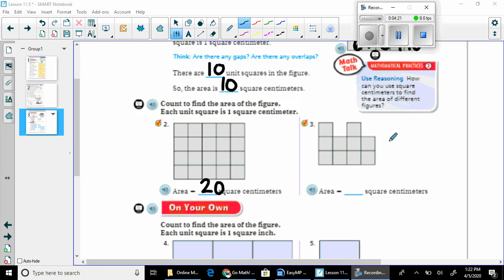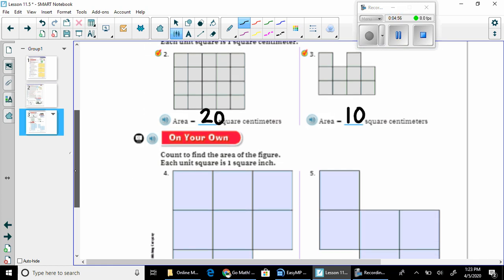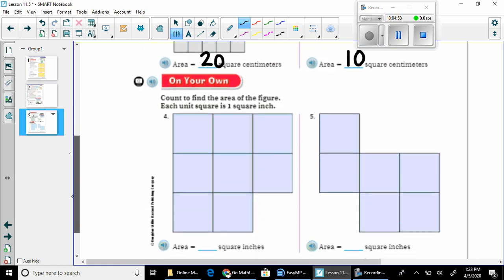All right, so same thing for number 3. Go ahead and pause the video. Count your unit squares. Again, each square is equal to 1 square centimeter. Go ahead and pause, and we will double check our answer. All right, so you should have found an answer for your area of 10 square centimeters. So if you went through and counted each unit square, you should have gotten 10. Okay? All right, so same thing for number 4 and 5.